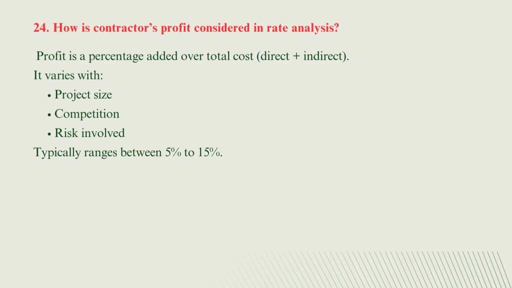Now the next question, number 24. How is contractor's profit considered in the rate analysis? The answer is, contractor's profit is a percentage added over the total cost, that is direct and indirect cost, and it varies with project size, competition, risk involved, and typically ranges between 5 to 15%.